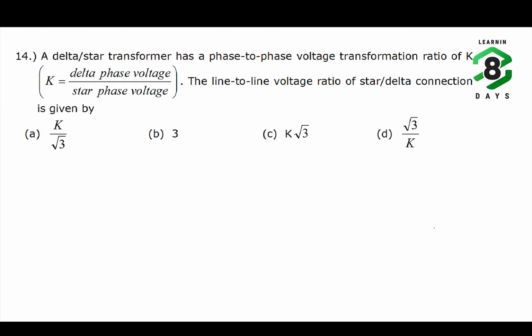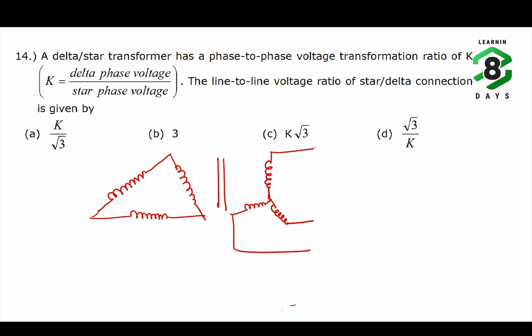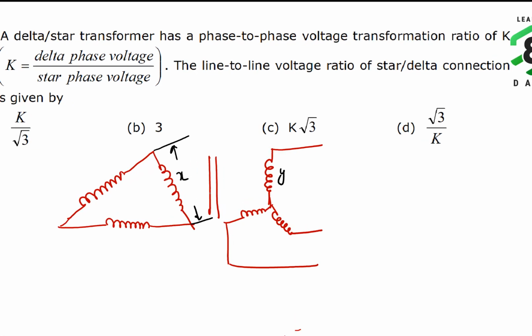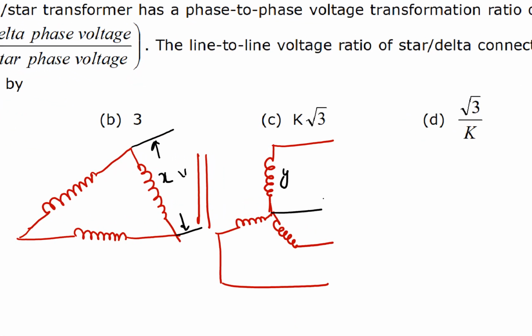A delta star transformer has a phase-to-phase voltage ratio of K. The line-to-line voltage ratio of the star delta connection is given by. So in this question, neglecting the phase shifts in this connection, he is only speaking about the transformation ratio. Let the phase voltage across the delta winding be X volt. Let the phase voltage across the star connected winding be Y volt. Now K is equal to the delta phase voltage X divided by the star phase voltage Y.